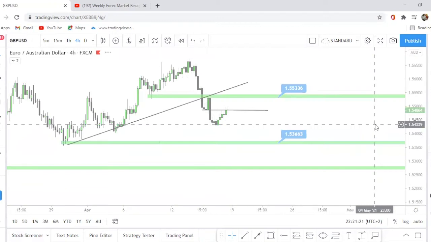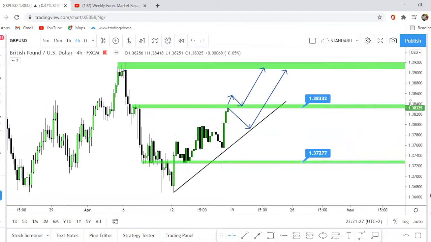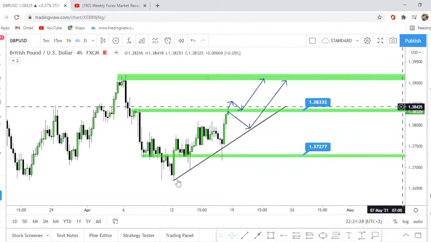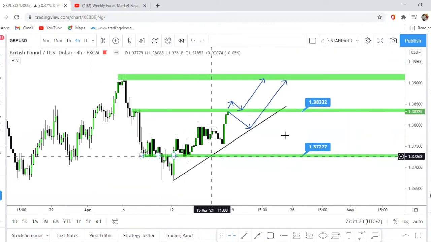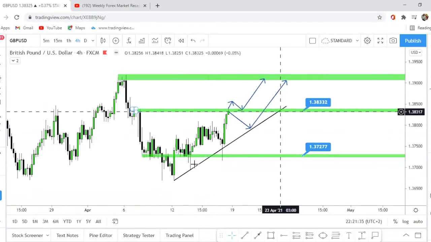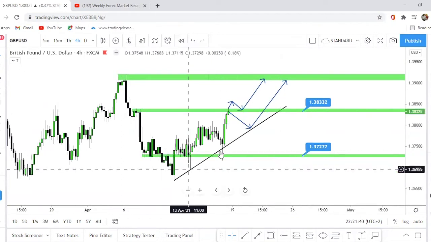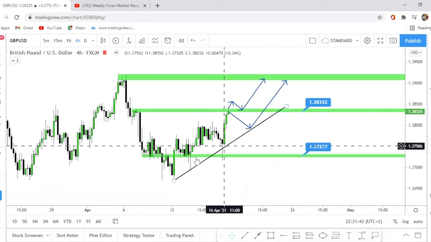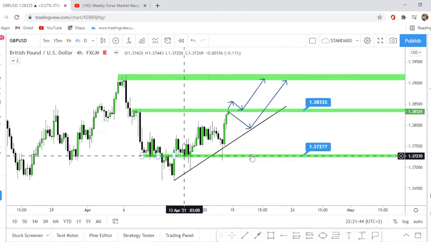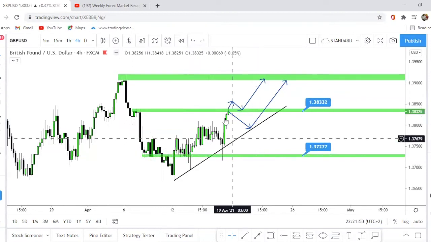Moving on to GBP USD. As you can see with GBP USD, the market here as well is moving up. We have our trend line drawn in that price has been failing to break below. We have these wicks showing that this is actually a strong area. Our last key area here was at 1.37277, and price is now trading at these highs.